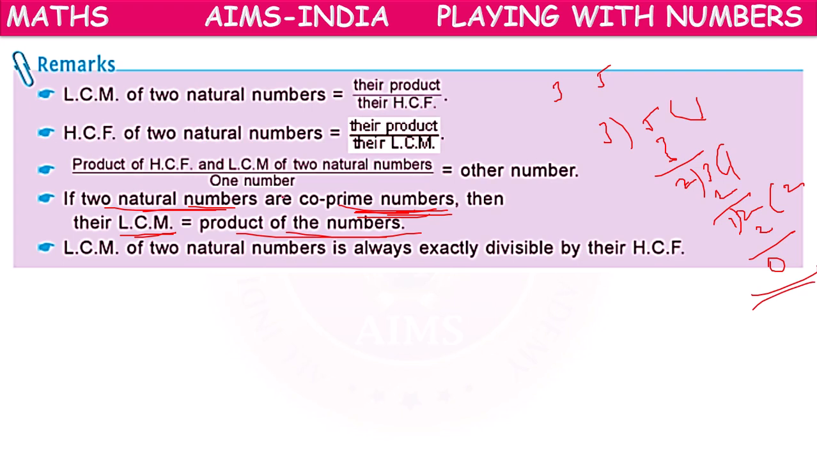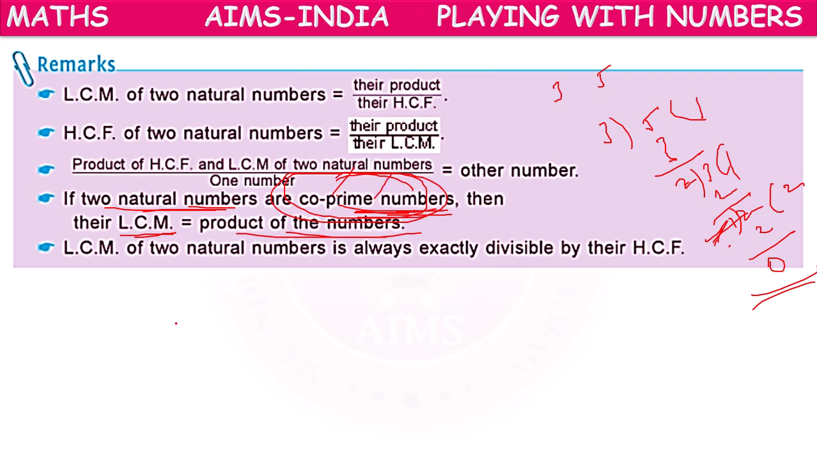So if given two numbers are co-prime numbers, then their HCF will always be 1. For two co-prime numbers, the common factor will always be 1. That's why they are called co-primes. Co-prime means they don't have any common factor other than 1. So their HCF is 1.